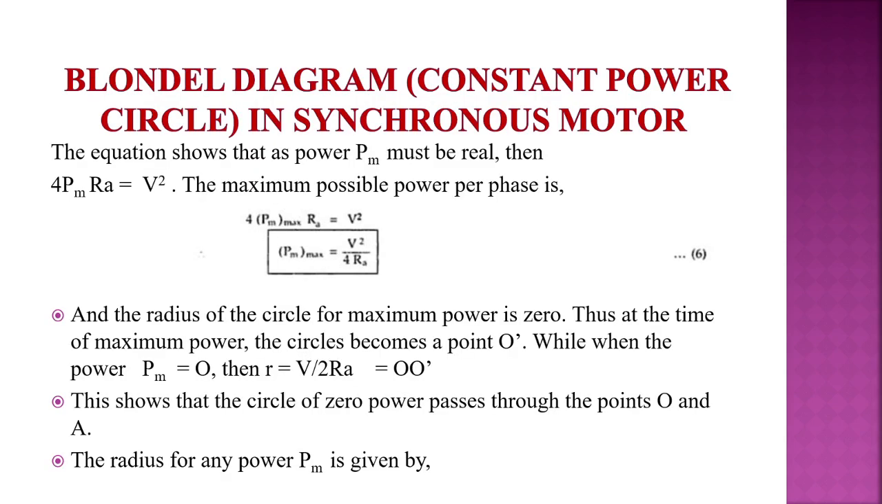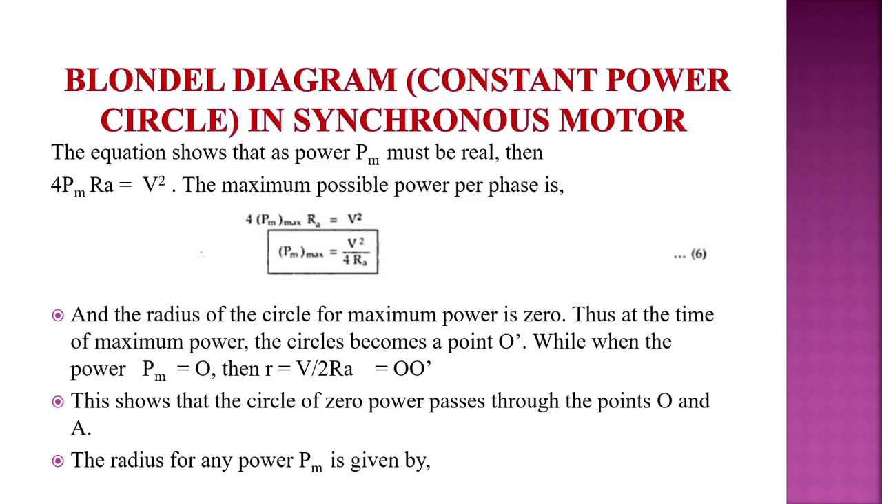Now this equation shows that power PM must be real. Then 4 PM RA is equal to V square. So the maximum possible power per phase is given by 4 PM max RA equal to V square, or PM max is equal to V square by 4 RA. The radius of the circle for maximum power is 0. Thus, at the time of maximum power, the circle will become a point at O dash. When the power PM is equal to 0, then R is equal to V by 2 RA, that is equal to OO dash.